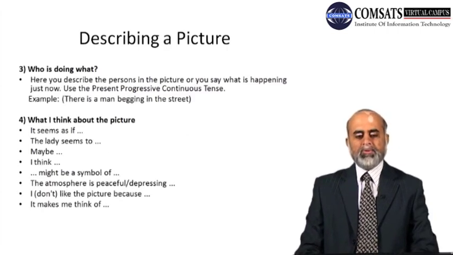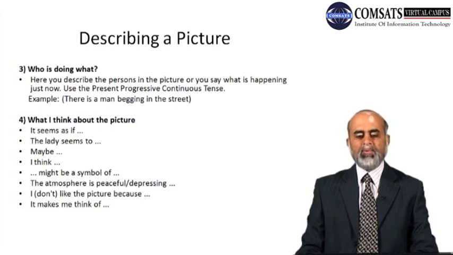Okay, the next thing that you need to do is to explain who is doing what, or what is happening. Here you describe the persons in the picture, or you say what is happening, like the wind is blowing, for example, or if someone is playing piano, you can talk about that. And for this, you use present continuous tense. He is doing, they are playing.